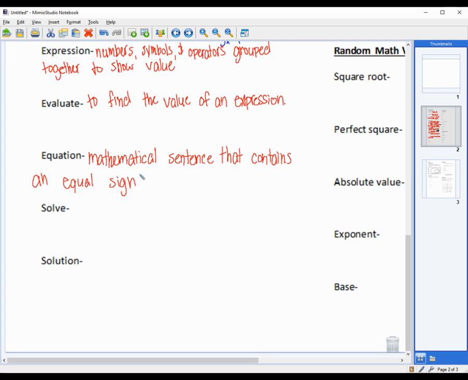All right, next up, solve. Solving is the process of finding all values of the variable that makes the equation true.